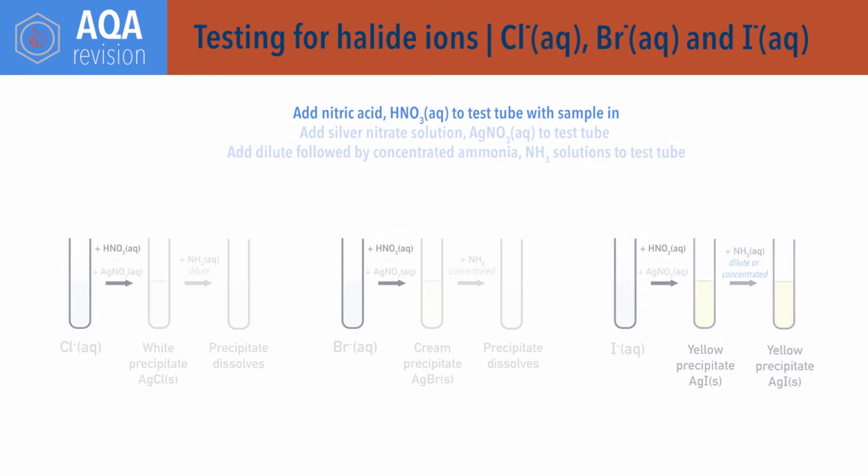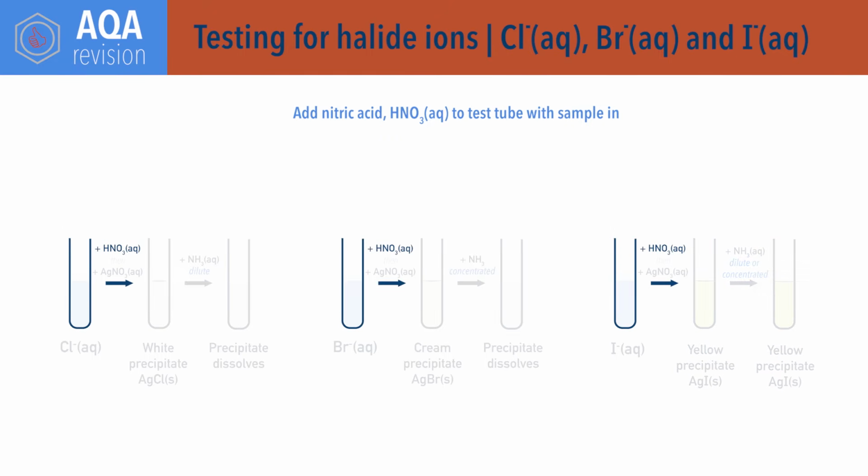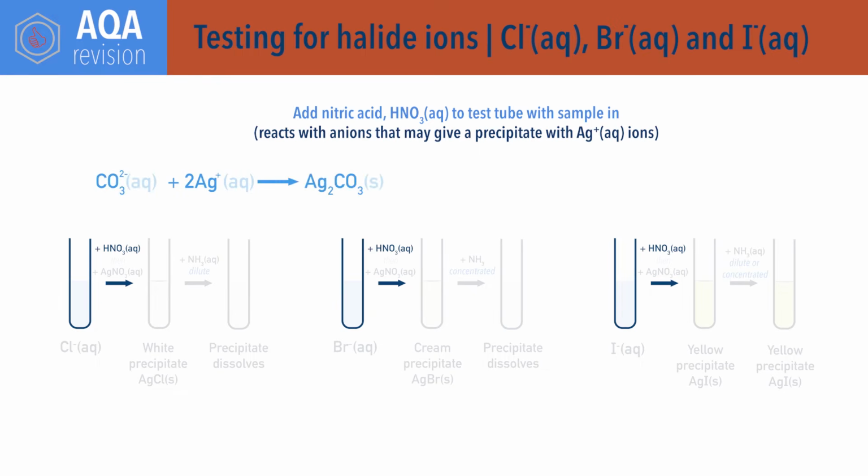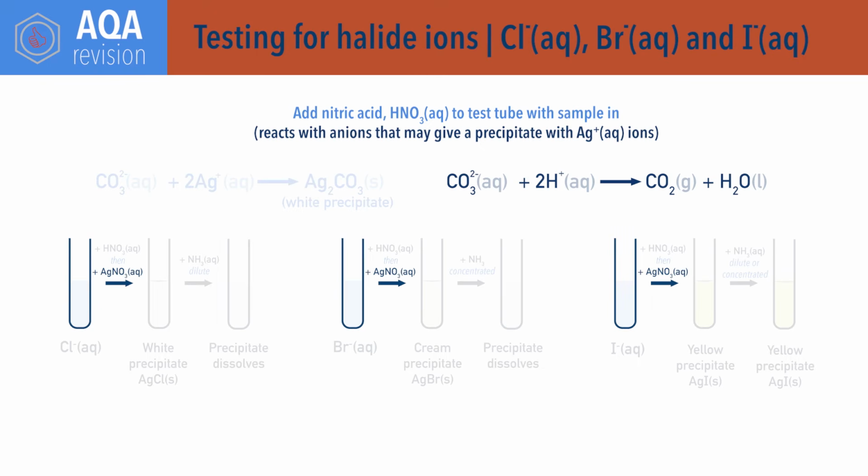Nitric acid is added before the silver nitrate solution at the start to react with other anions present that may cause precipitates to form with silver ions. For example, if any carbonate ions were in the sample solution, they would react to form silver carbonate, also a white precipitate. By adding nitric acid first, however, any carbonate ions present react with the nitric acid, forming carbon dioxide and water. This means when the silver nitrate solution gets added, silver carbonate can no longer form, and any precipitates that do form will be from the halide ions reacting with the silver nitrate.